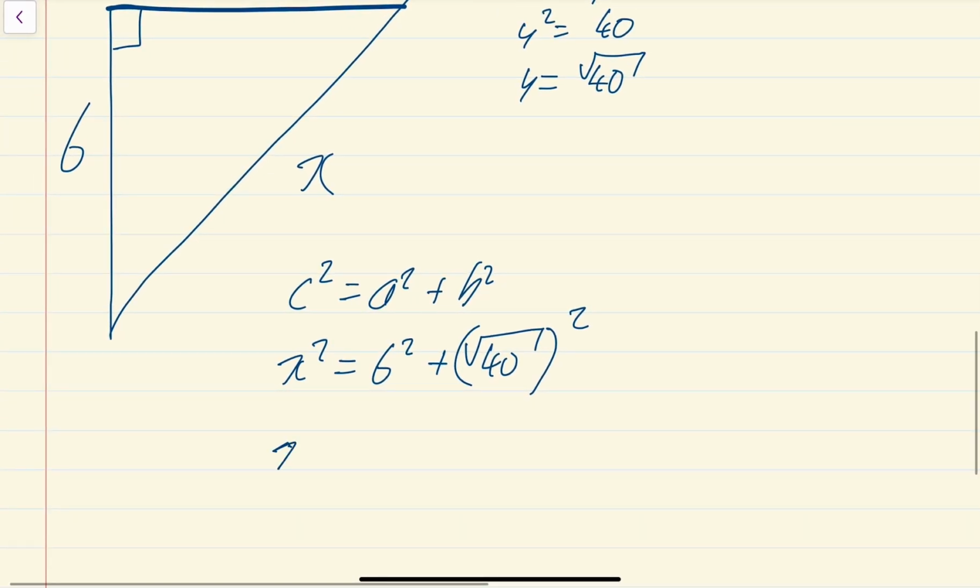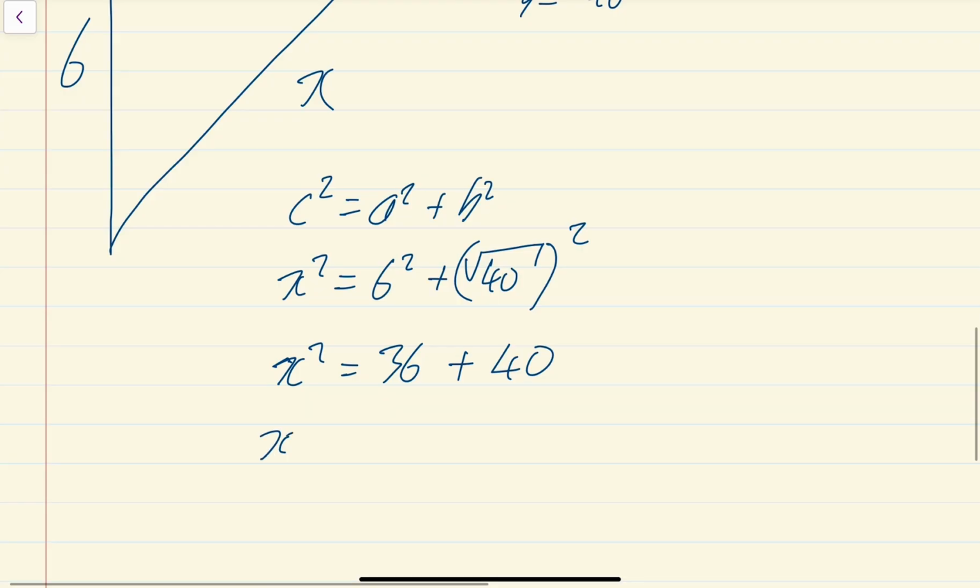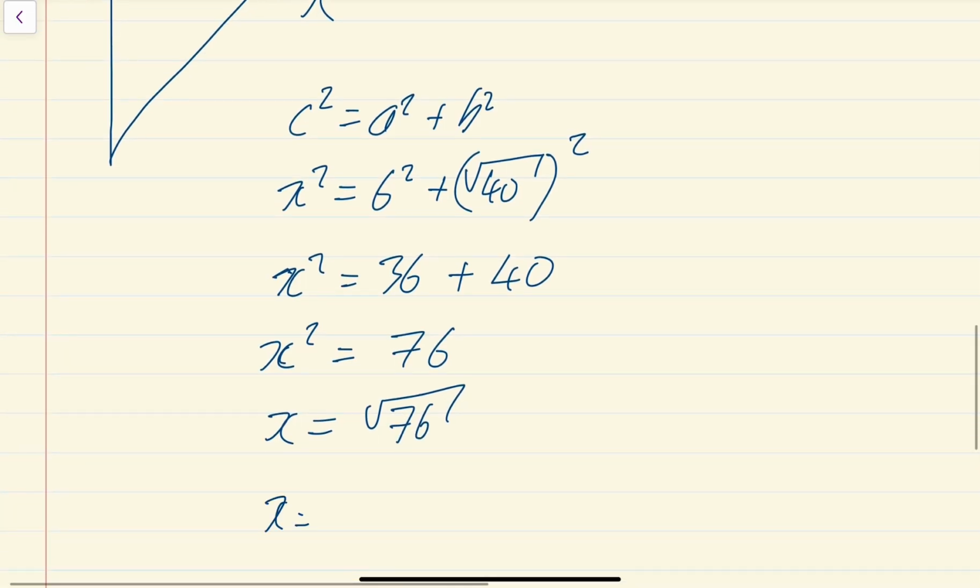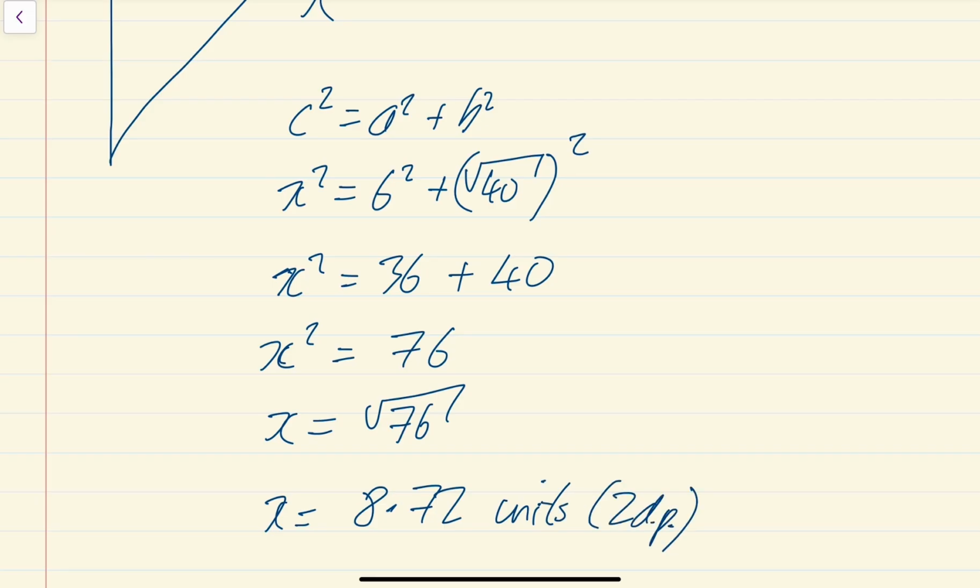And we'll just tidy it up. That's going to be x squared is equal to 36 plus 40, because remember the square root of 40 squared just gives you 40. Then that means x squared is equal to 76. X is equal to the square root of 76. That's a perfect answer. Let me just do that on my calculator. Let's see what I get. Square root of 76 is equal to 8.72 units, and that's to 2 decimal places. So there you go. That's how we can use Pythagoras theorem twice to find missing sides.